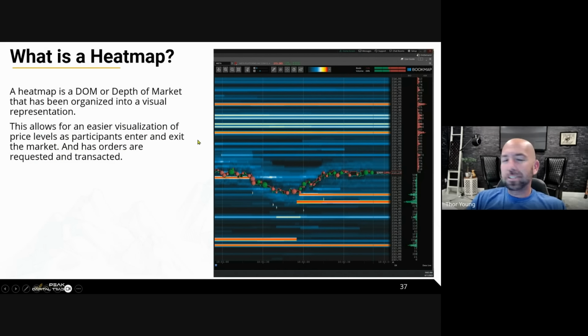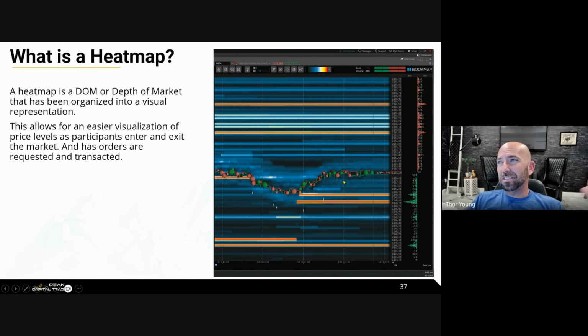So what is a heat map, right? Bookmap's a heat map. Just wanted to introduce you a little bit for those who haven't done the whole Bookmap thing. It's a kind of a heat map, or a DOM, right? DOM just means depth of market. L2 is a DOM, right? L1 is not a DOM. L1 is just L1. L2 and L3 are DOMs. A heat map is a DOM. So basically, it just allows an easier visualization of both the order book and time and sales.